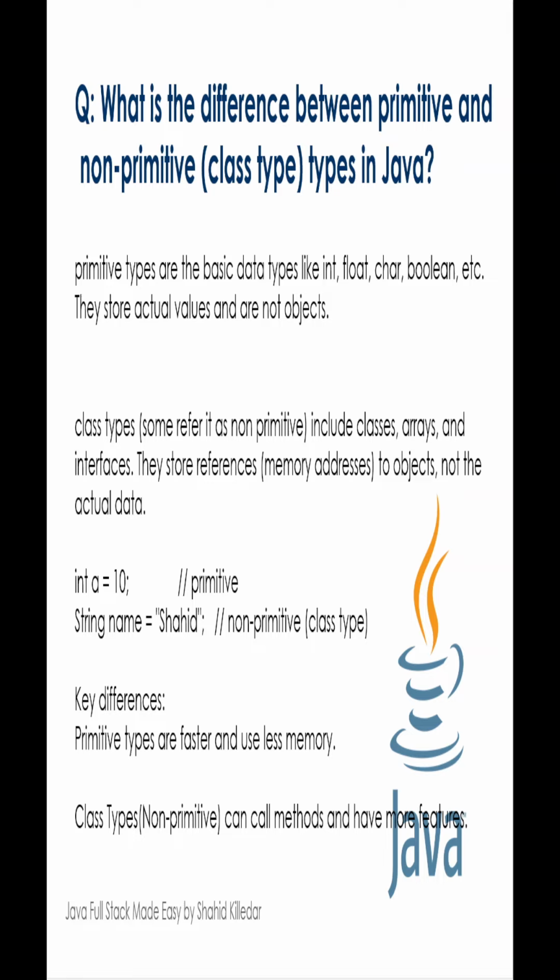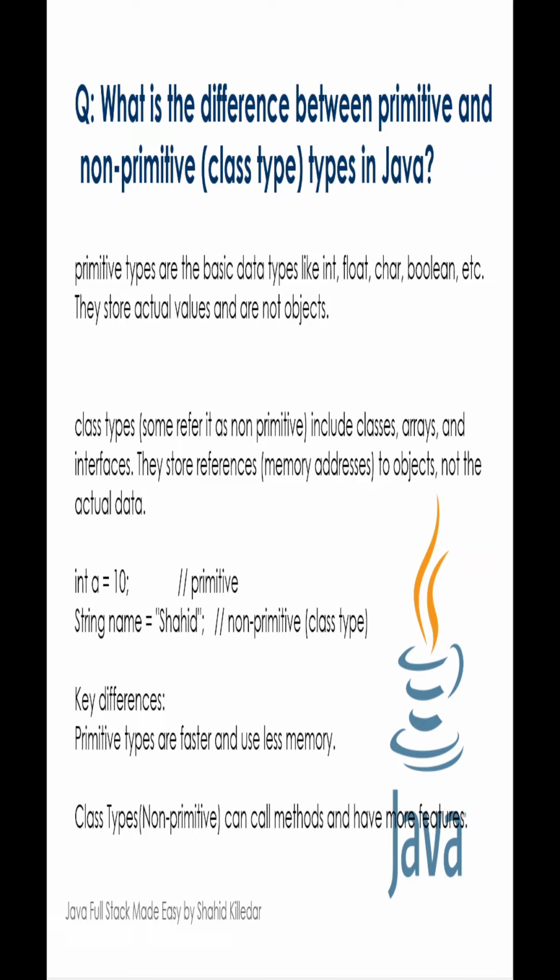Java interview question 8. What is the difference between primitive and non-primitive types in Java? Primitive types are basic data types, simple values like int, float, char, boolean, etc. They store the actual value and they are not objects.